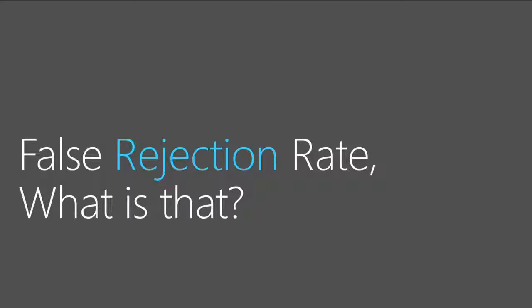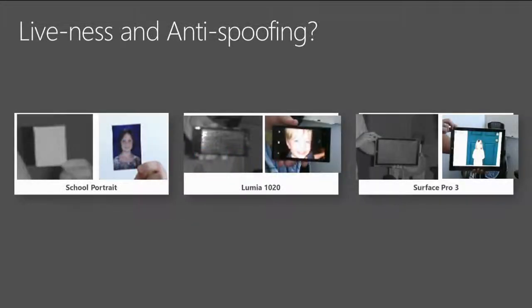False rejection rate, as we said, is very simple. We have a lot of self-hosting scenarios, and we run those scenarios and record whether the legitimate user cannot get into the desktop. As a result, we have a very clear rejection rate that we're collecting from us. Okay, the next topic, liveness detection and anti-spoofing.